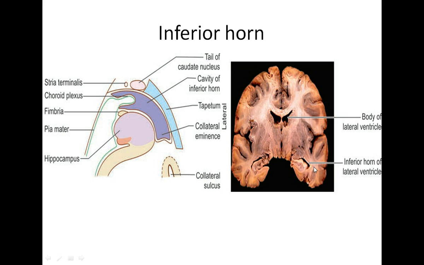The lateral part of the roof is formed by the fibers of the tapetum. The medial part of the roof is formed by the tail of the caudate nucleus. Here in this diagram you can see this is the roof. Medially and laterally it is formed by the tail of the caudate nucleus and the tapetum.